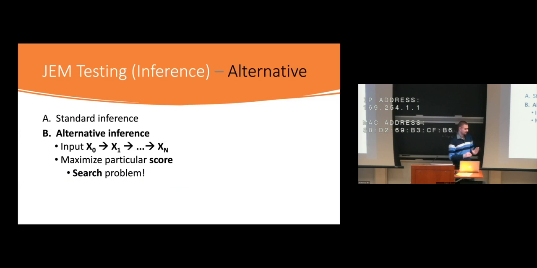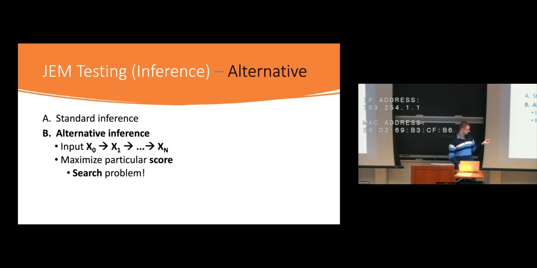This approach, in its simplest way, can be interpreted as follows: we take some initial input, and then we iterate by maximizing some particular score and changing the input until we get the input that we want. And on this input, we can infer something that we would like to infer. This is a lot of theory, but we can think of this as some kind of search problem.